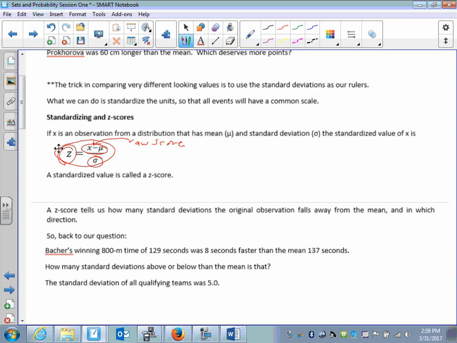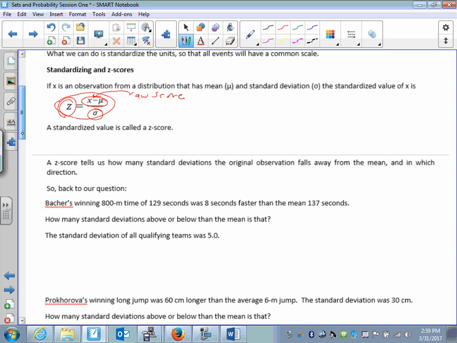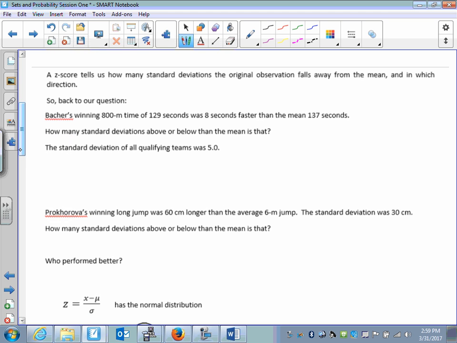So back to our question. The winning time of 129 seconds was 8 seconds faster than the mean of 137 seconds, and the standard deviation of the qualifying teams was 5.0. So Bacher's z-score, I'm just going to put z sub b, is going to be equal to 129 minus 137 over 5.